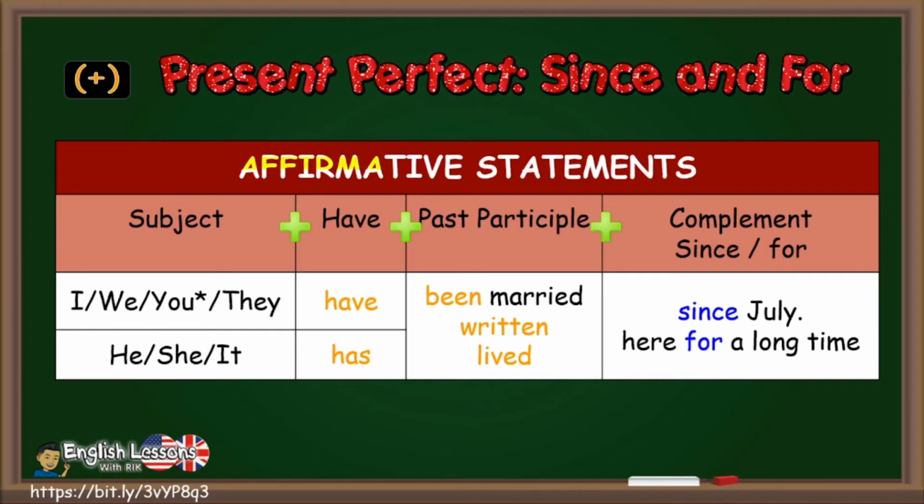In order to make present perfect affirmative statements, we have to write first the subject plus the auxiliary have plus the past participle plus the complement with since or for. Examples: I have been married since July. You have written since July. He has lived here for a long time.